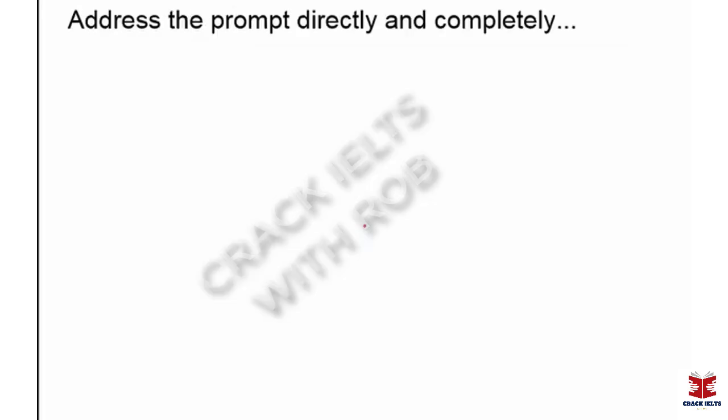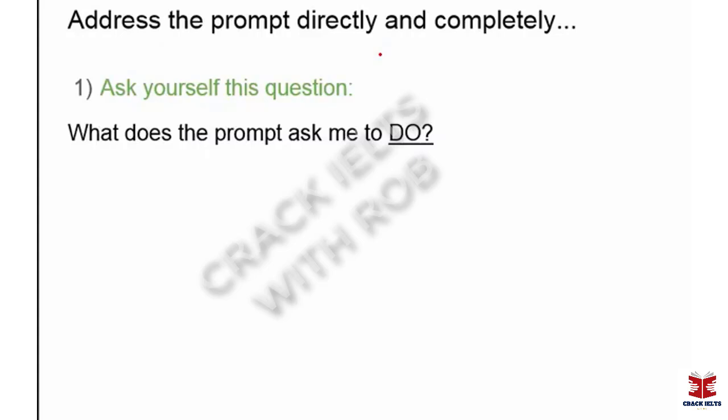So a key to success that we talked about earlier was that you need to address the prompt directly and completely. So you need to ask yourself this question after you've read over a prompt. What does the prompt ask me to do? What am I supposed to do for this essay? If you can answer that question, then you understand the question. If you can't answer it, you need to go back and find out what you are supposed to do. What question do you need to respond to directly?